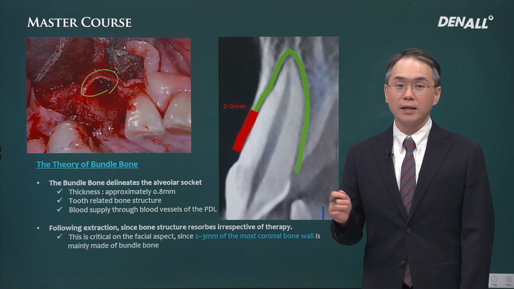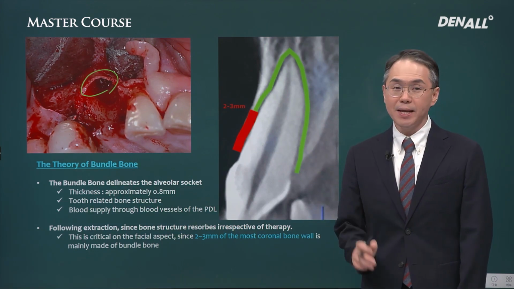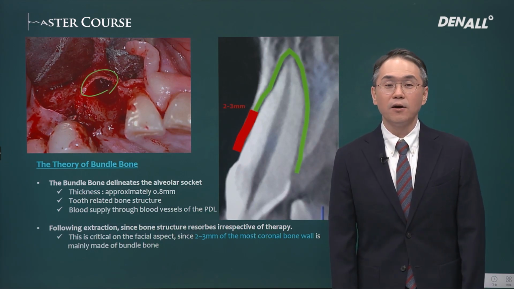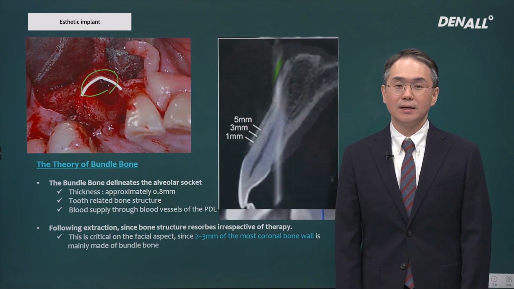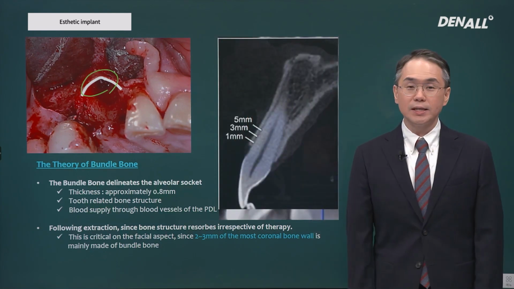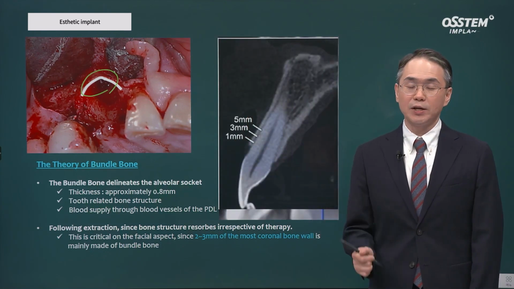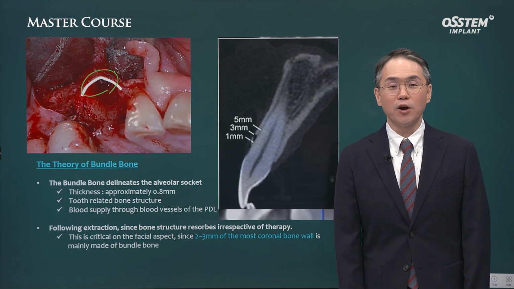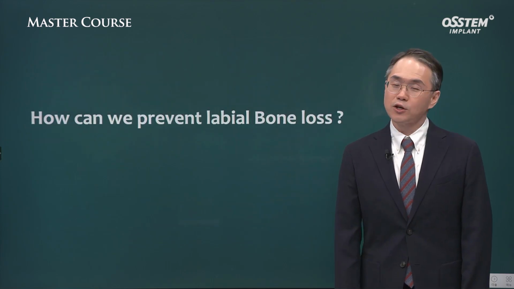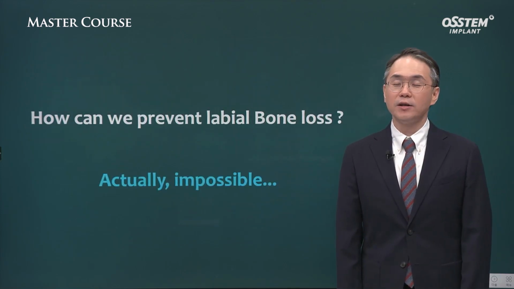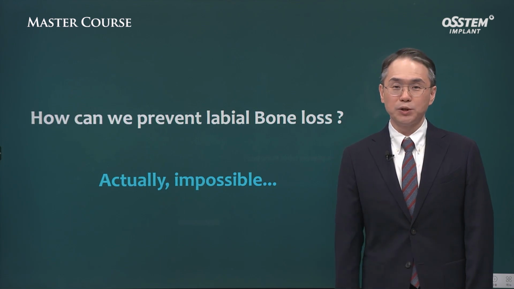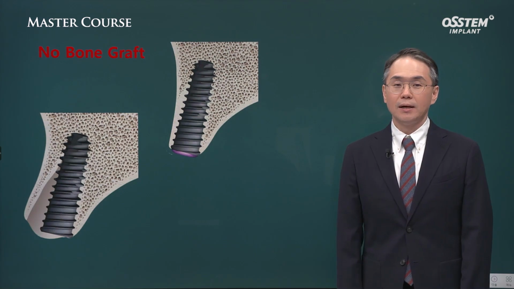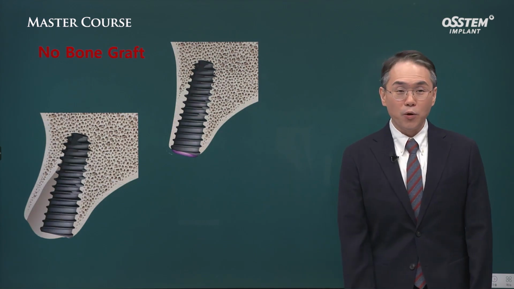In other words, 2 to 3 millimeters on the coronal side consists of bundle bone that is less than 1 millimeter, so it's going to be resorbed. We cannot prevent this. On X-ray and CT, if the labial bone top is less than 1 millimeter, we cannot prevent it from being resorbed. How can we prevent the bone loss? Bone loss occurs because there is loss of blood supply after extraction. It's physiologic, so we cannot prevent it perfectly.